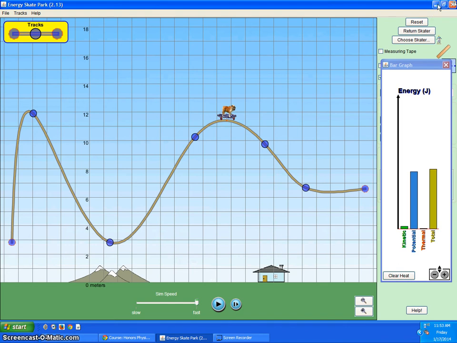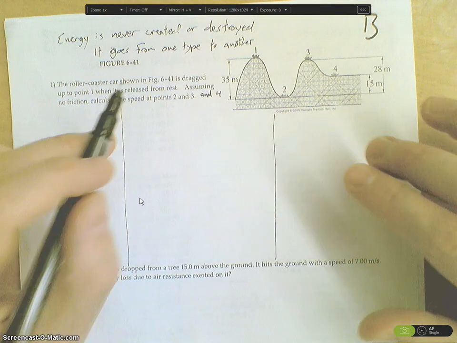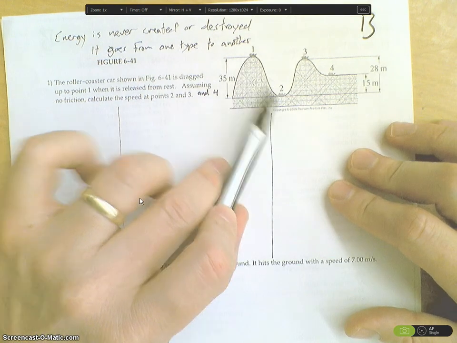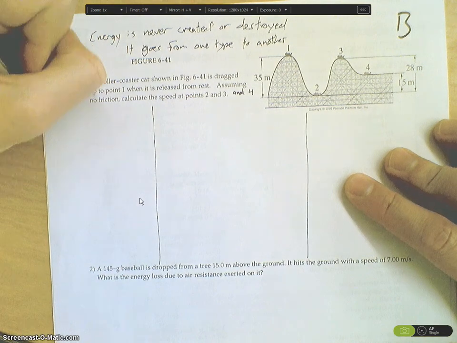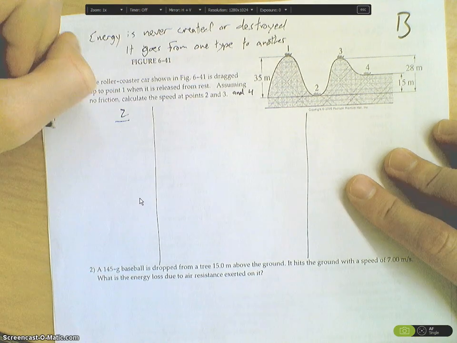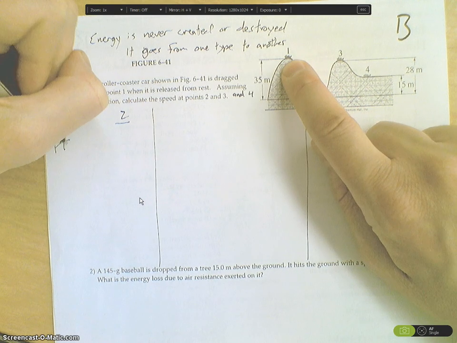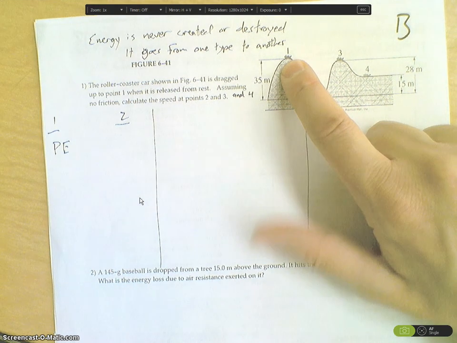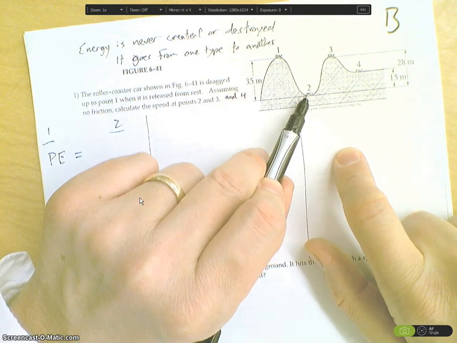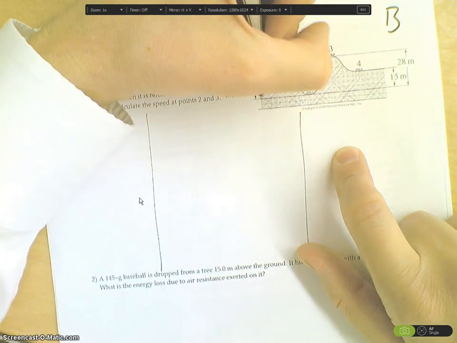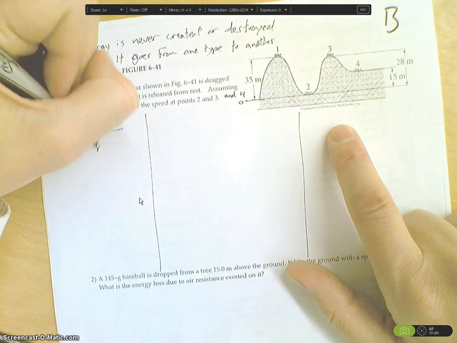So let's take a look at the sample. Here's the problem from the test. We're going to calculate the velocities at points 2, 3, and 4. So remember, energy is never created, never destroyed. I'm just going to look at the 2 points, points 1 and 2. At point 1 is all potential energy. It starts off as all potential energy. At point 2, all that potential energy becomes purely kinetic energy, because this right here is effectively our zero height. There's no potential energy here, so it's all kinetic.